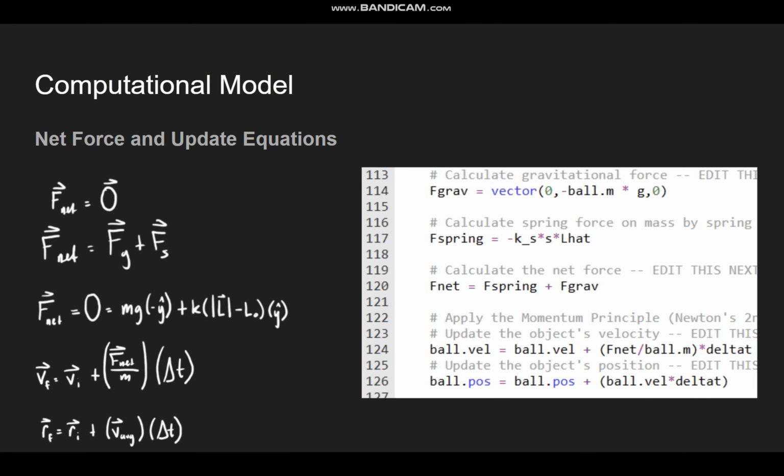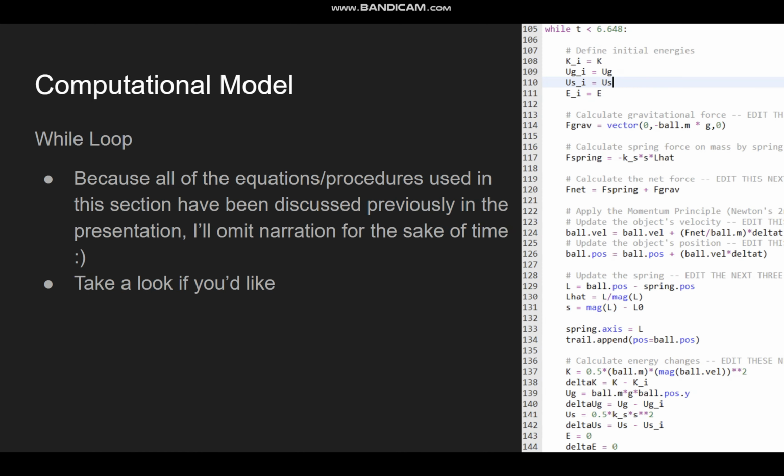Net force and update equations. We know that our F net equals 0 at our equilibrium position, and so we can deduce our F net here, inputting the equations for the respective force due to gravity and spring force, and setting that equal to 0, and then using that for our velocity and position update formulas. Our while loop. Because all of the equations and procedures used in this section have been discussed previously in the presentation, I'll omit narration for the sake of time. Please pause and take a look if you'd like.